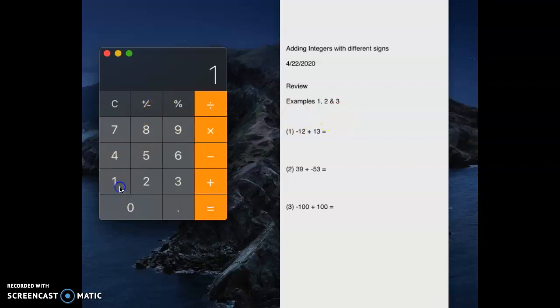So I'm going to enter the 12 as normal. Then I'm going to press the negative symbol, plus, and then I have a positive 13, which gives us 1.